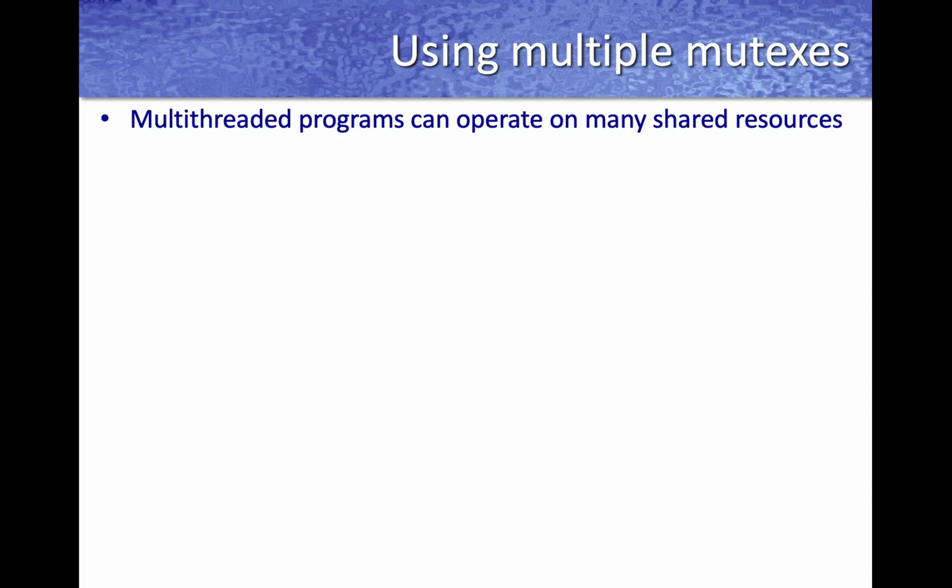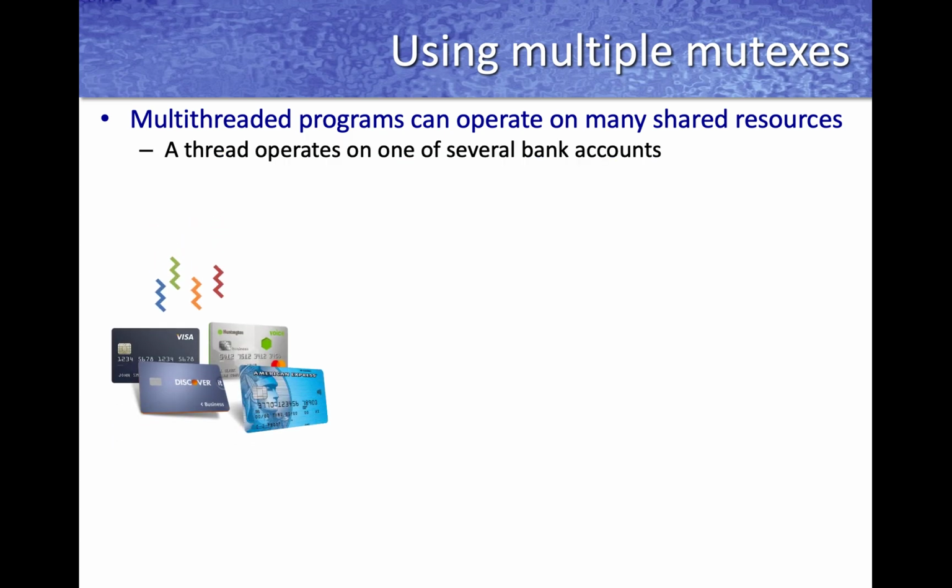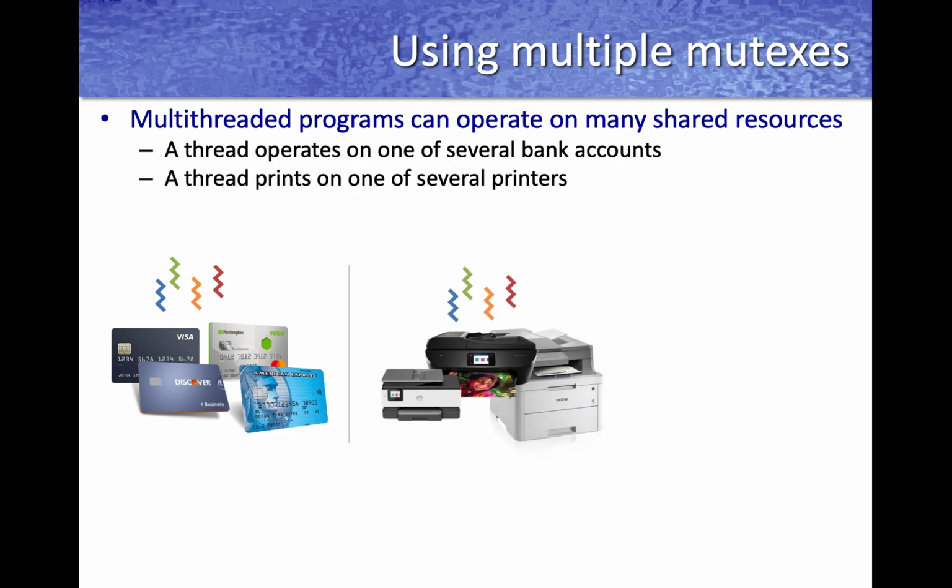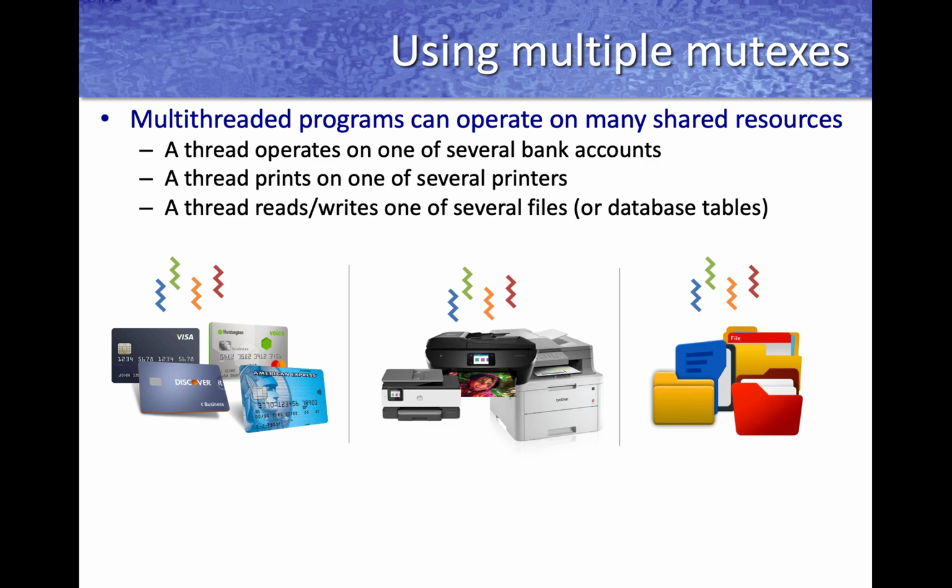Multi-threaded programs can and often operate with many shared resources in an environment. So for example, multiple threads may want to operate independently on different bank accounts, or you could have multiple threads that want to operate independently to print data to some printers, or you can have multiple threads that want to read or write to several different files or database tables. In such situations, having a single lock doesn't make sense because each thread wants to operate on different resources. So for example, if three threads want to print, and if they can print only on one printer at a time, then the other two printers will be idling if we use only a single lock here. So this situation doesn't make sense.